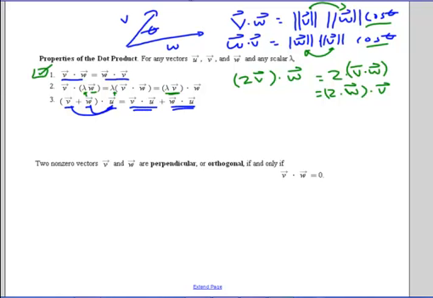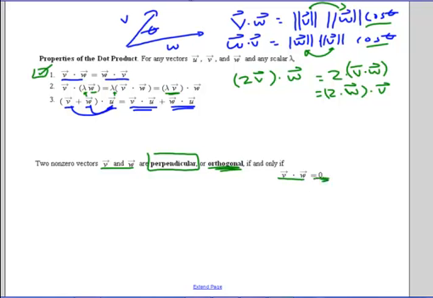And the last major, really important property is that if we've got two vectors, v and w, they're said to be perpendicular, or the other word is called orthogonal, if the dot product of the two vectors equals 0.